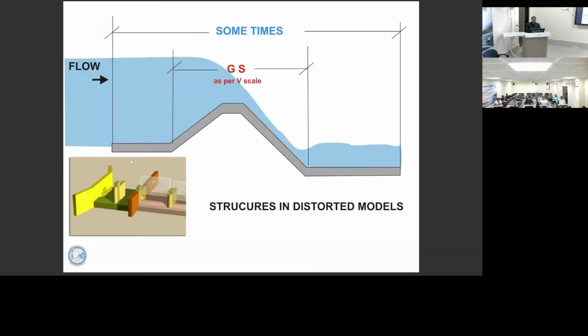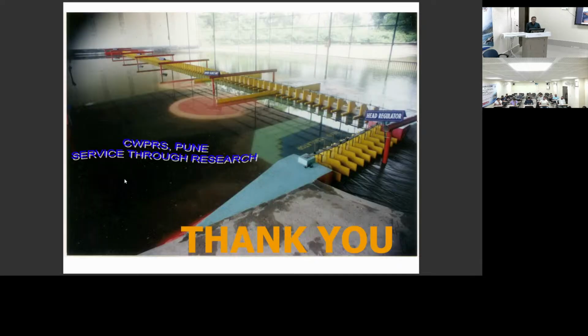So this is one thing, that with structures, when you get a distorted model, your horizontal and vertical scales are different. So you cannot exaggerate the structures also. So structures should be to the vertical scale only, in single scale. That is why I wanted to show this, so that the actual hydraulic phenomena near the structure can be assessed properly on the model. Okay, thank you. Do you have any questions?